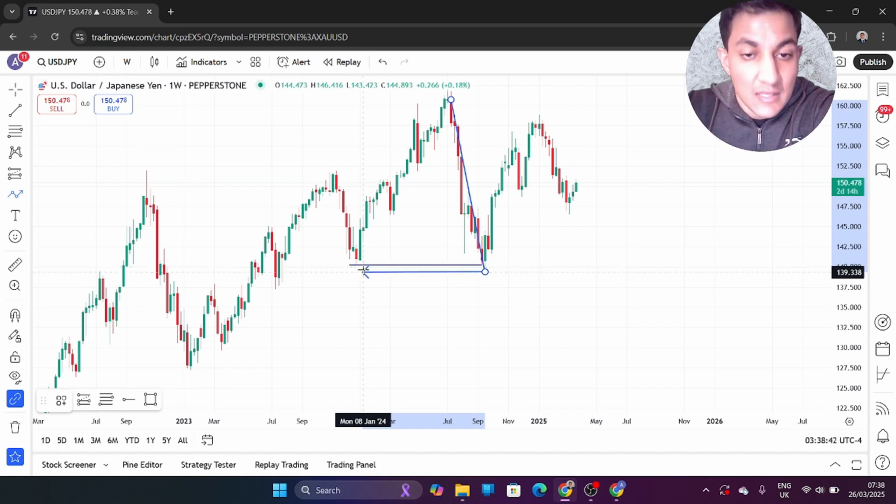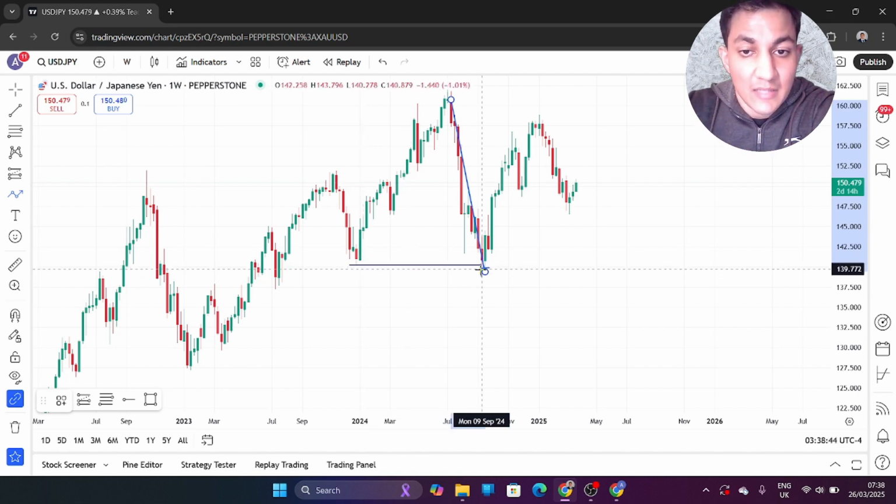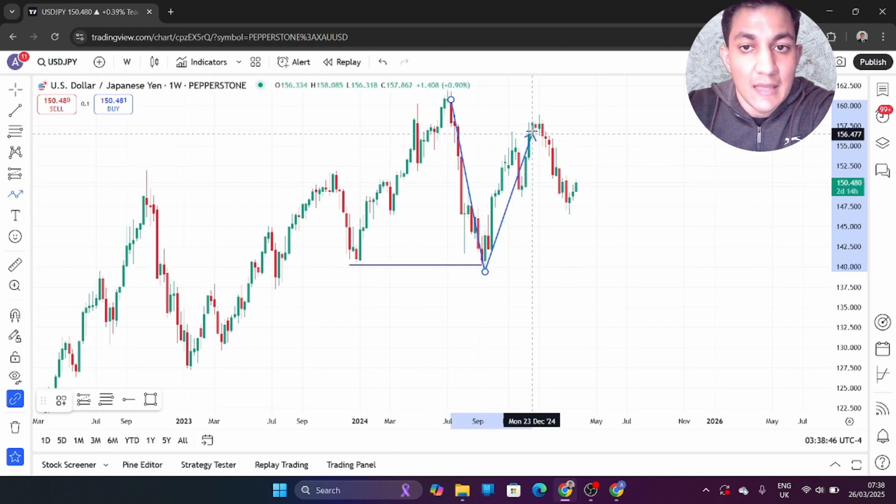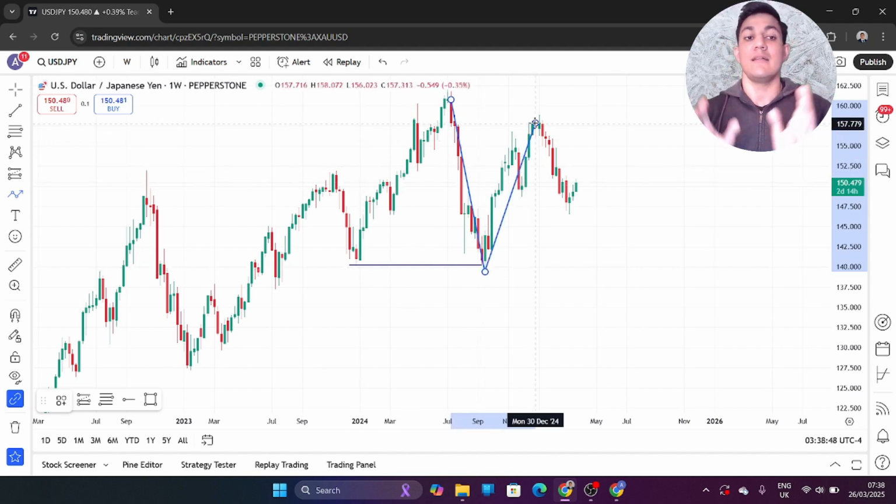And at this low here, lots of liquidity. Price comes down, it wicks out this low, instantly starts reversing. That right there is a very bullish sign. Very, very, very bullish sign.